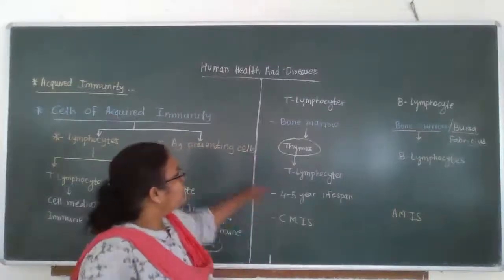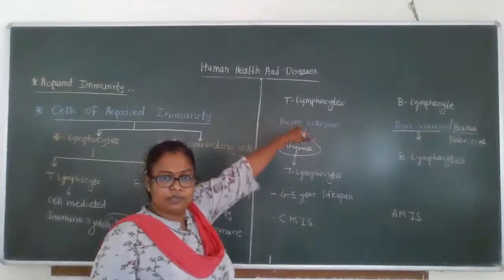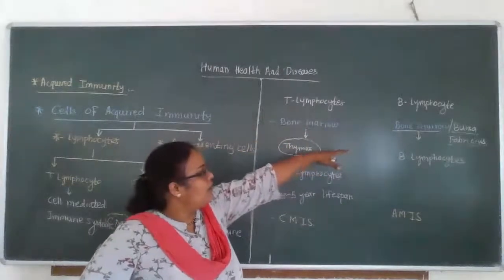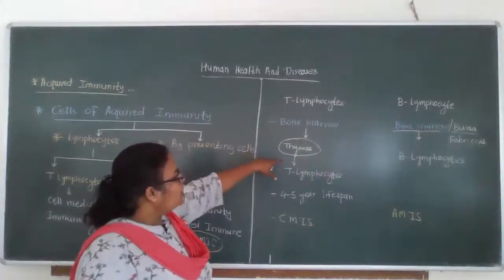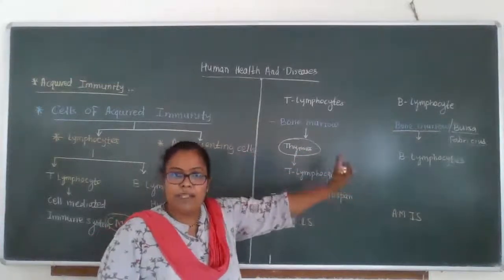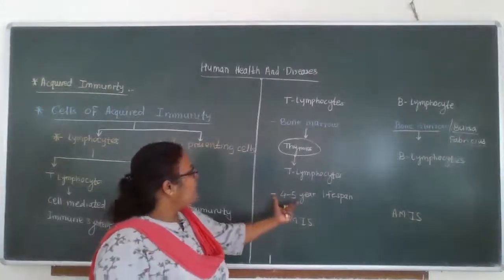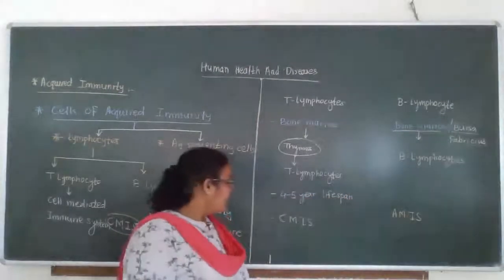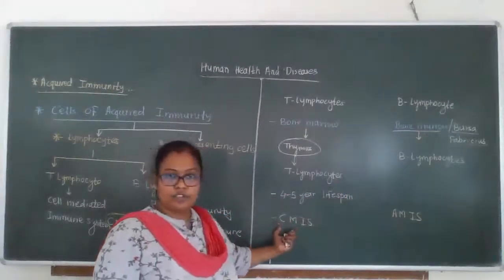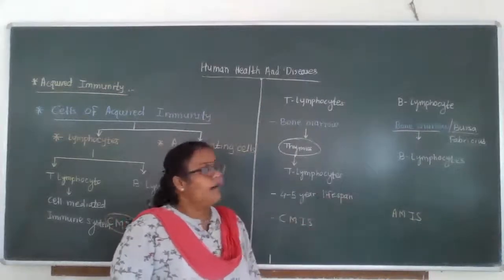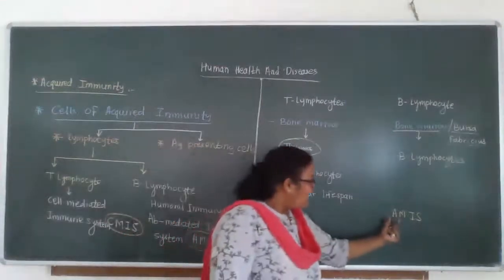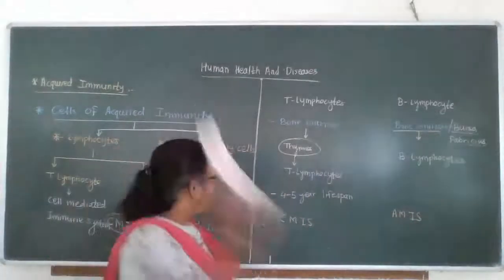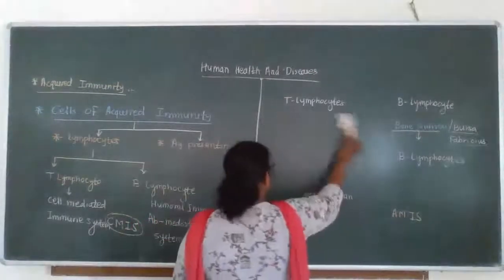Okay, both lymphocytes are formed in the bone marrow. T lymphocytes mature in the thymus, while B lymphocytes mature in the bone marrow itself, or the bursa of Fabricius. So they are named T lymphocyte and B lymphocyte respectively. The T lymphocyte lifespan is about 4 to 5 years, and the B lymphocyte lifespan is only a few days. T lymphocytes show the cell-mediated immune response, while B lymphocytes show the antibody-mediated immune system. Clear, everyone? Now we are turning towards the next point, that is the T lymphocyte.